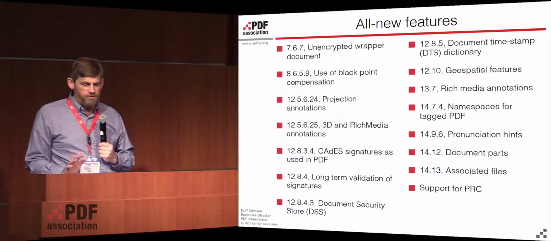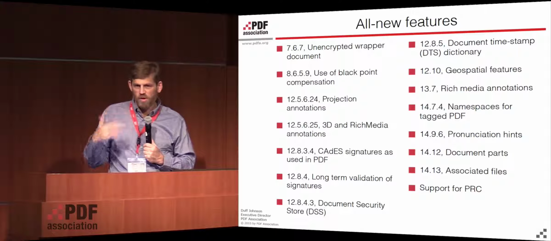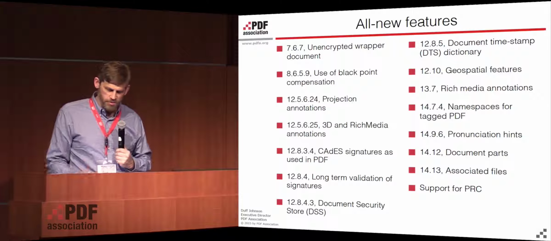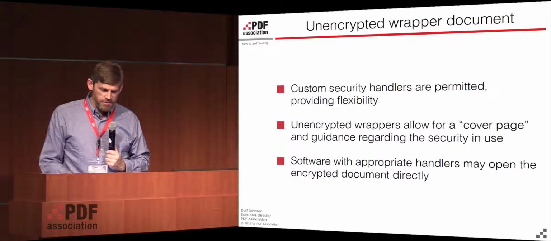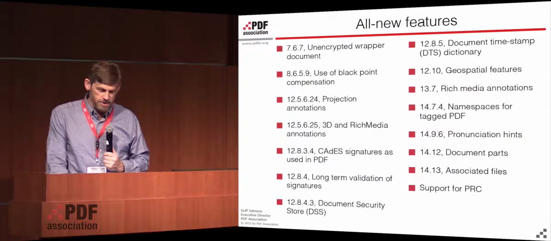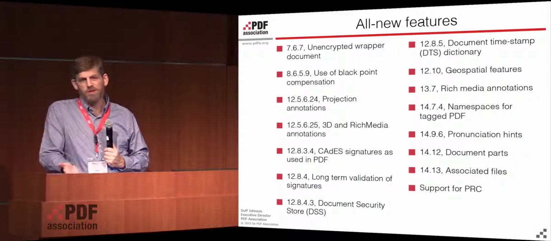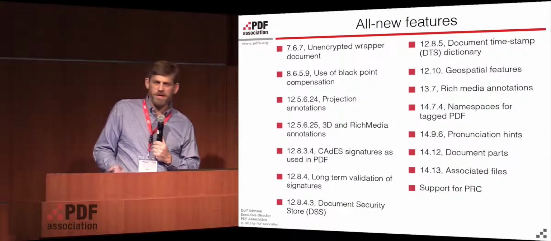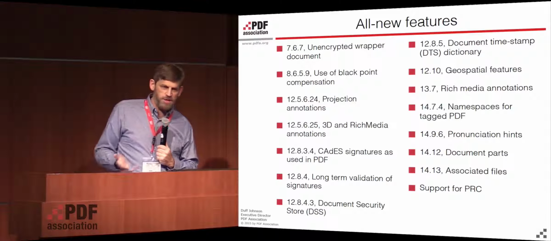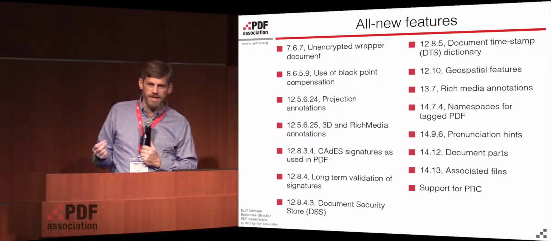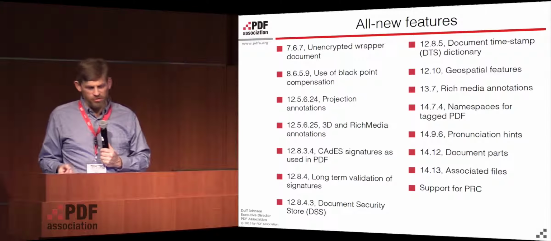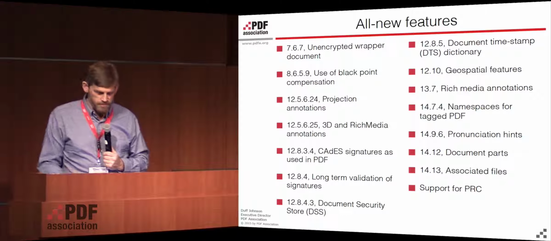So there are a number of new features, and I'm going to waft through these pretty quickly because I don't think I have an enormous amount of time. First and foremost, the unencrypted wrapper document. I should mention that these numbers tell you where in the specification these things lie. For members of the PDF Association, the DIS is available to you right now. You can download it from the intranet and look at these things for yourself.